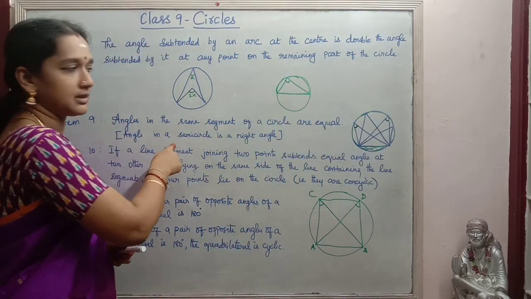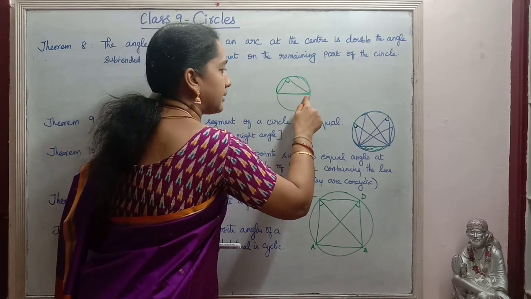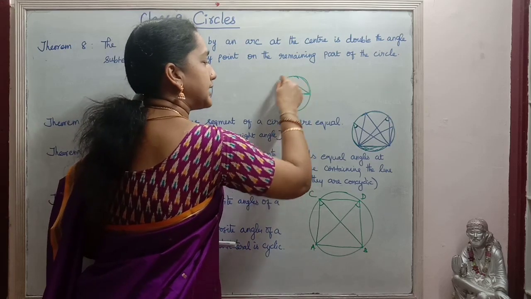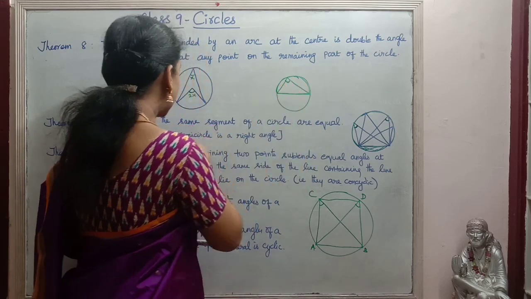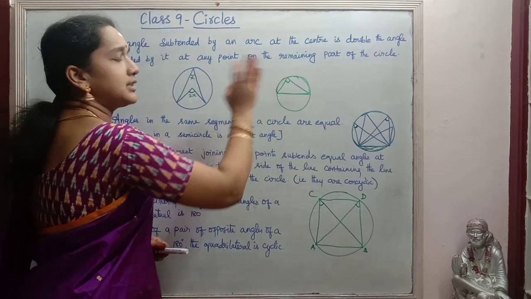Angle in a semicircle: the diameter divides the circle into 2 equal parts, so we call this a semicircle. So the angle in a semicircle is a right angle.